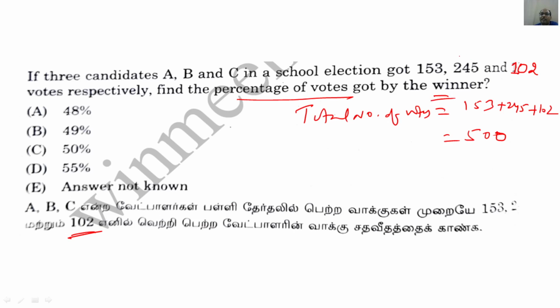Who is the winner? So maximum vote is 245. We need to find its percentage. So 245 divided by 500 into 100. Two zeros got cancelled. 5 4 20, then 45, 5 9 45. So 49% is the answer.